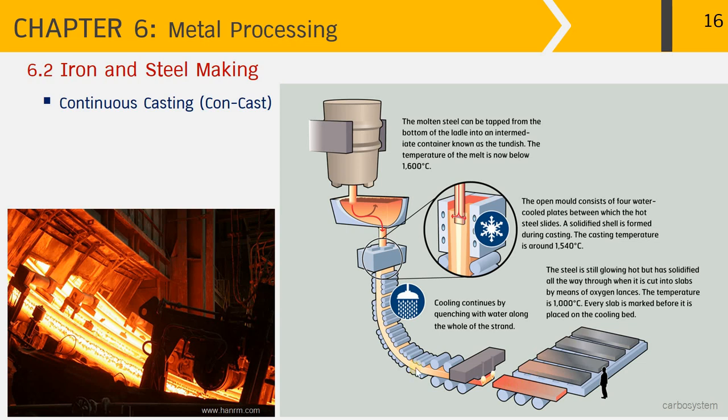And finally, during continuous cooling, the steel is still hot but has solidified all the way through. When it is cut into slabs by means of oxygen lances, the temperature is now around 1000 Celsius. Every slab is marked before it is placed on the cooling bed. And the picture on your left hand side here shows a section of the continuous casting process.